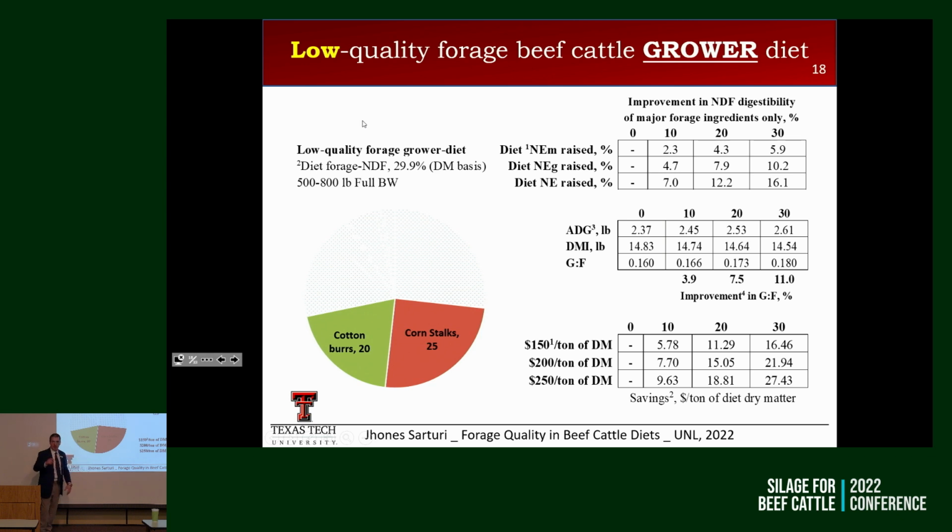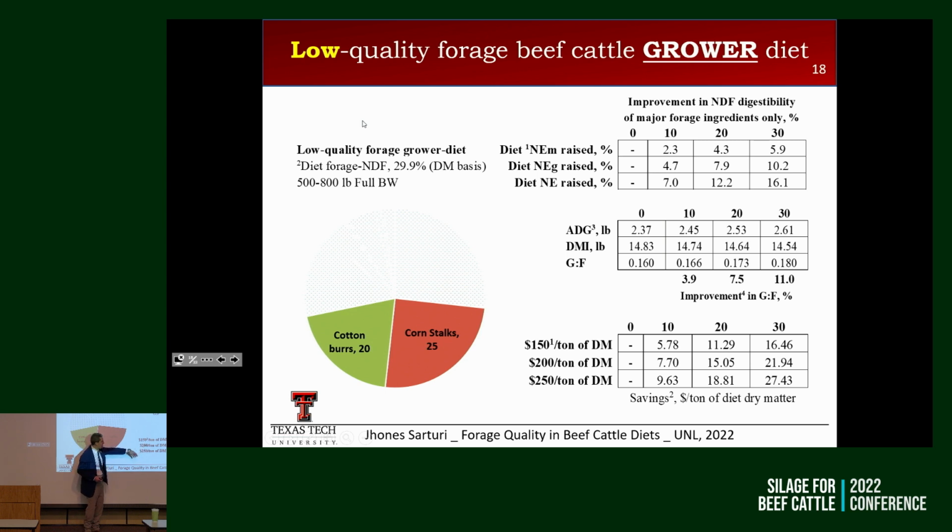In the proceedings you will see a couple of tables with this output, and I'll try to make it easy here. It has three outputs. First, what would be the increase in net energy based on that improvement in fiber digestibility of those two ingredients only. What would be the effect on the animal? And what would be the effect on savings in the diet?